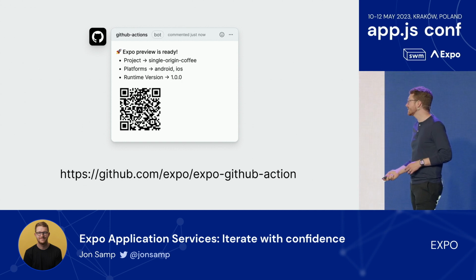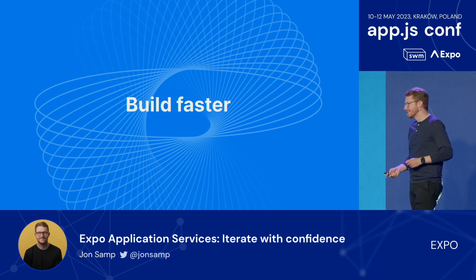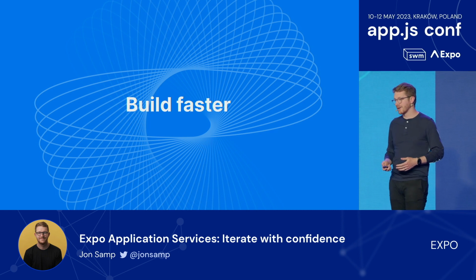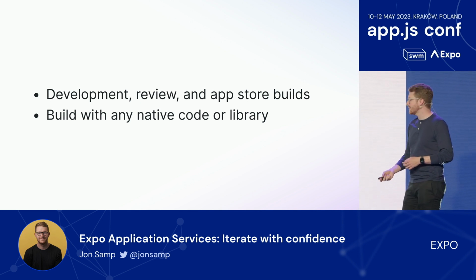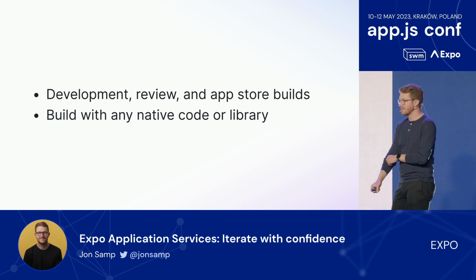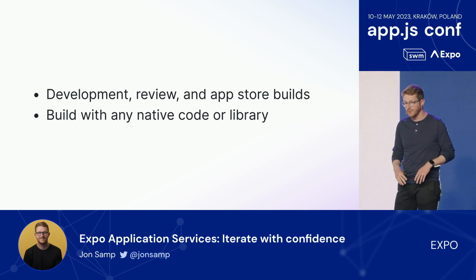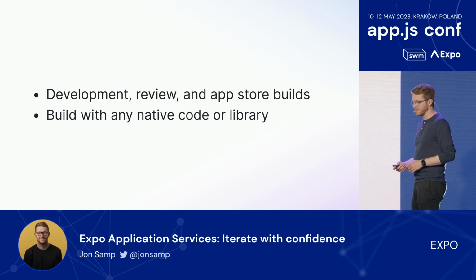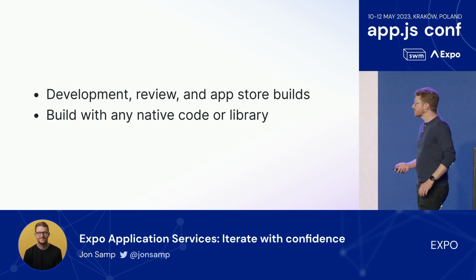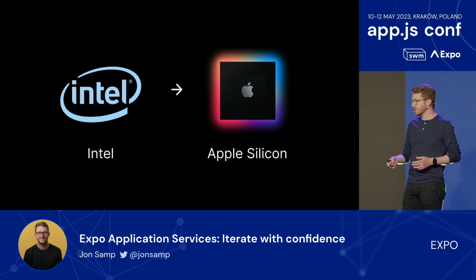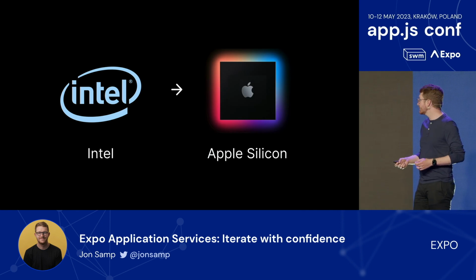Speaking of going faster, let's talk about builds. We all want to build faster because we're building all kinds of apps with our projects. We're building development builds with development tools inside of them, builds to review, and also builds for app stores. And now that you can build with any native code or library, we're making builds all the time. And earlier this year, we started moving our build infrastructure from Intel to Apple Silicon. And the results we've seen from this have been just kind of awesome.